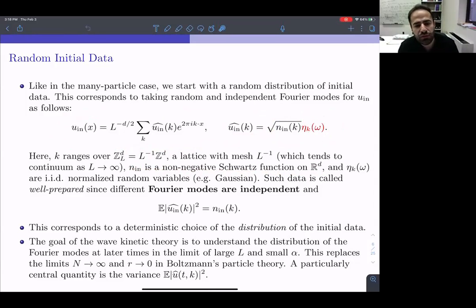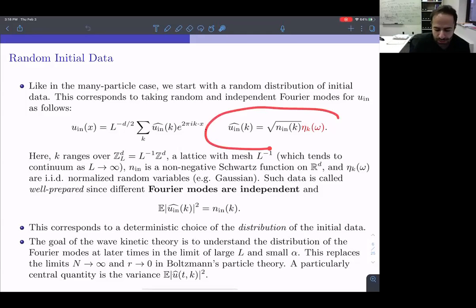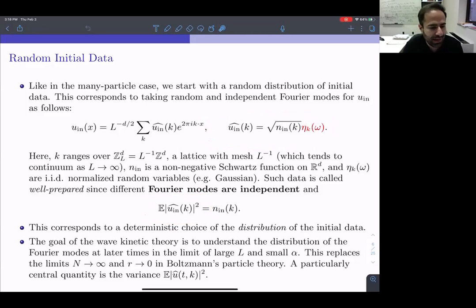We'll randomize those Fourier modes by multiplying, for each k, by eta sub k, and this eta sub k is an IID normalized random variable. This means that it has mean 0 and variance 1. And we will call such data well prepared. The reason why it's called well prepared is that the variance of the initial data at the Fourier mode k, the expected value of |u hat of k| squared, is exactly given by n initial. And this n initial will serve as the initial data for my kinetic equation.